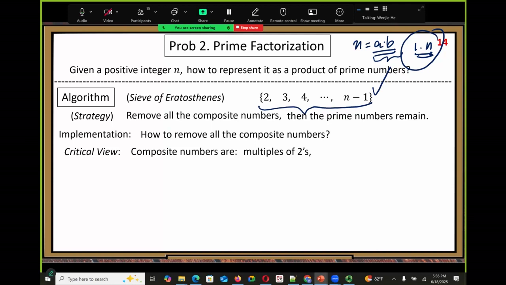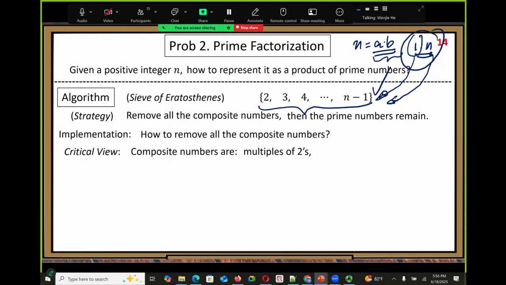AB in the range. Because 1 is out of the range, right? But anyway, none of the two factors in the multiple can be 1. If one of the two factors is 1, we call it a trivial multiple. It's not a non-trivial multiple. All right. So next question: how to find out all the non-trivial multiples from the given range?